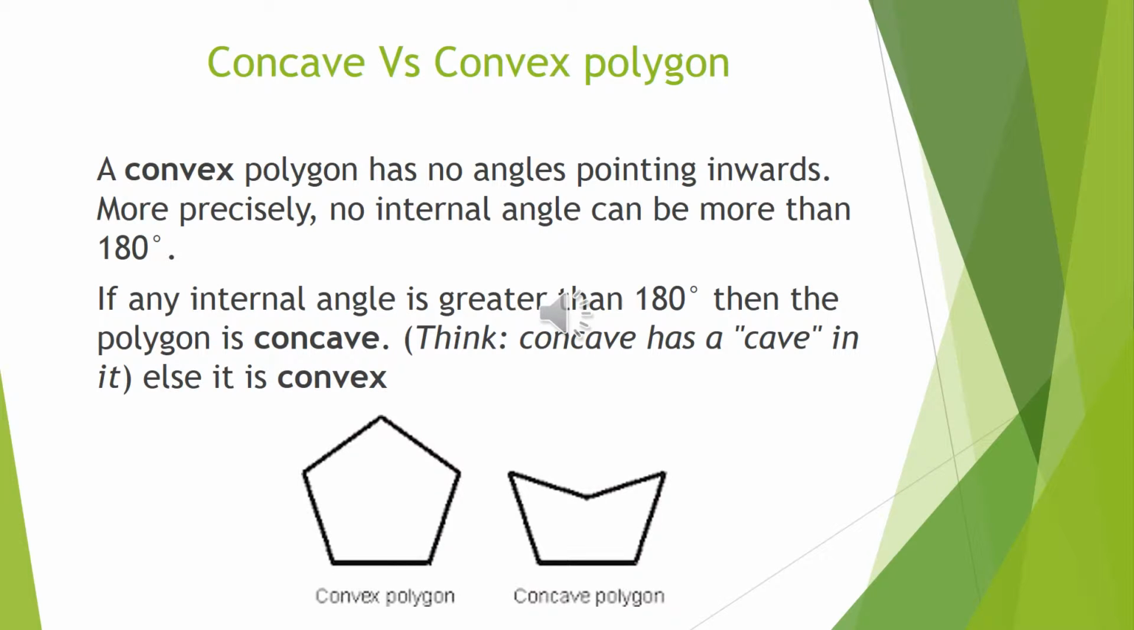We are now ready to explore yet two other types of polygons. A convex polygon has no angles pointing inwards. More precisely, no internal angle can be more than 180 degrees. If any internal angle is greater than 180 degrees, then the polygon is concave. Think, concave has a cave in it, else it is convex.